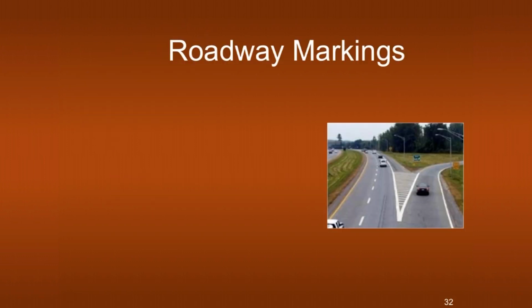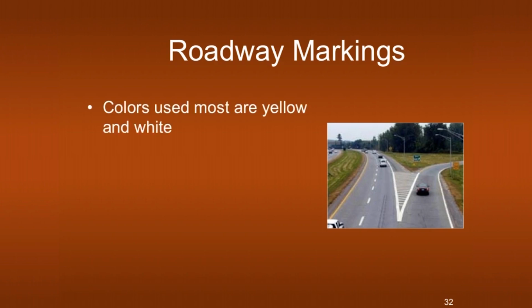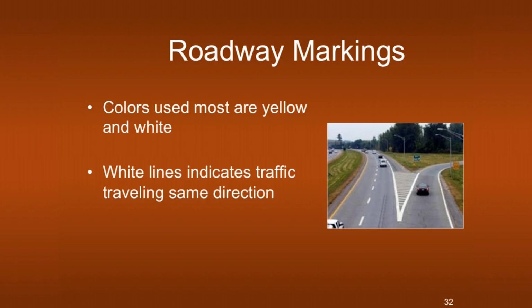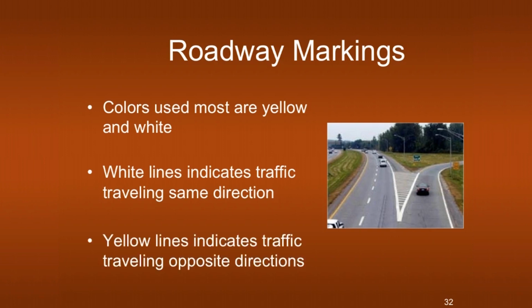Let's talk about roadway markings. Colors used most are yellow and white. Almost always they're going to be yellow and white. White lines indicate traffic traveling in the same direction. Yellow lines indicate traffic traveling in opposite directions.